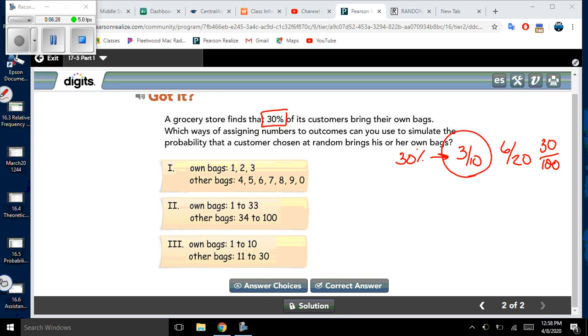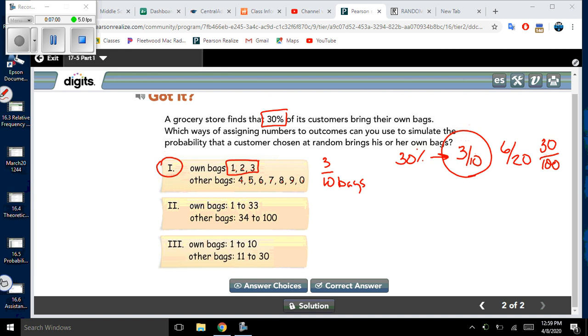So that means we want to say, hey, I want 10 bags. So here we go. We got 1, 2, 3, 4, 5, 6, 7, 8, 9, 10. There's 10 bags. You can see of those 10 bags, we have these 3. So this one should work. All right. This one should work because we're indicating 3 of the people use their own bags. So that's 3 out of 10. So we're going to let the numbers 1, 2, and 3 represent own bags. And we're going to represent other bags by using the numbers 4, 5, 6, 7, 8, 9, and 0.